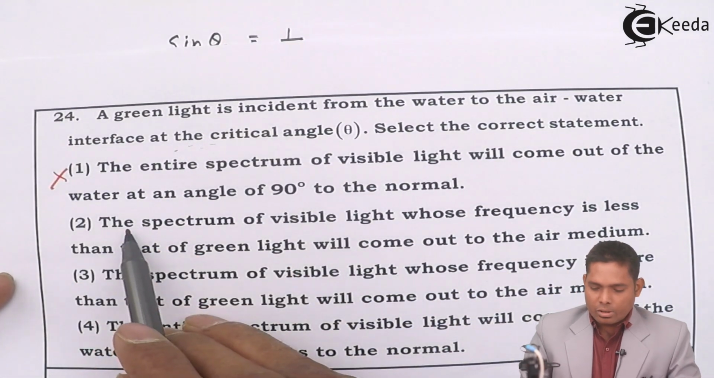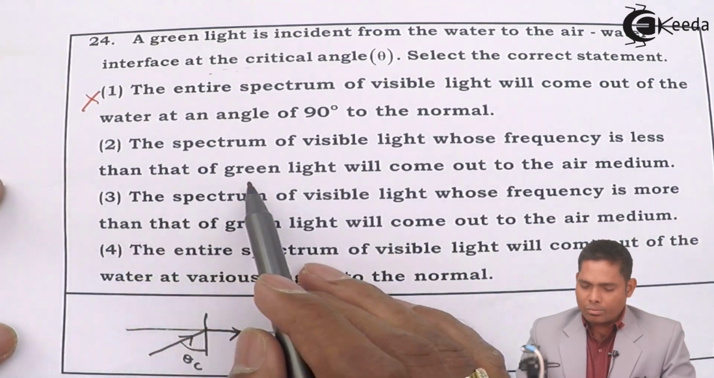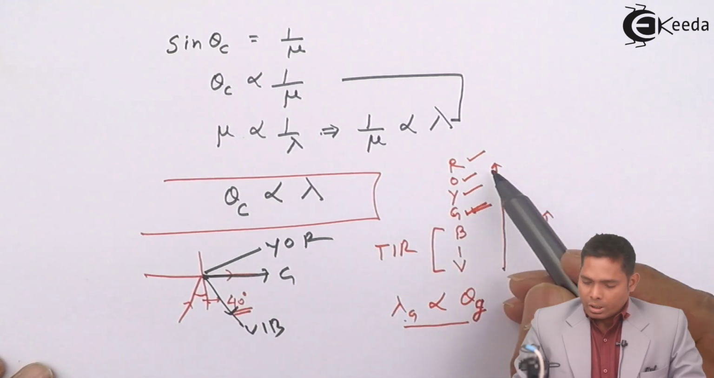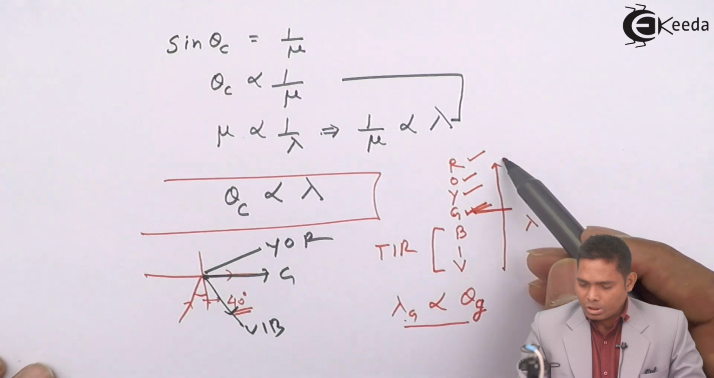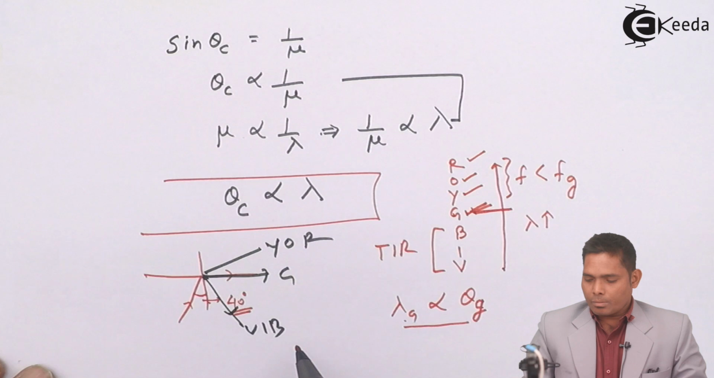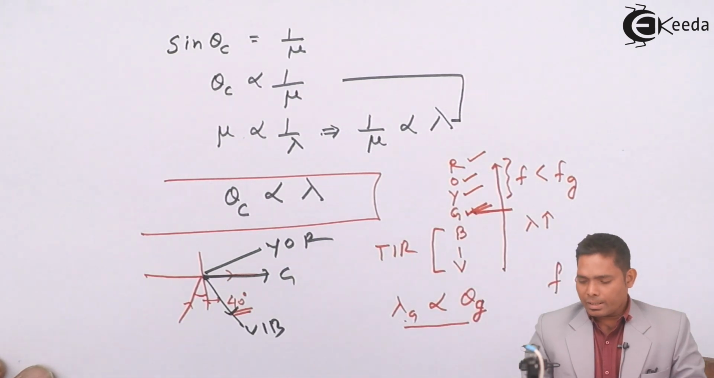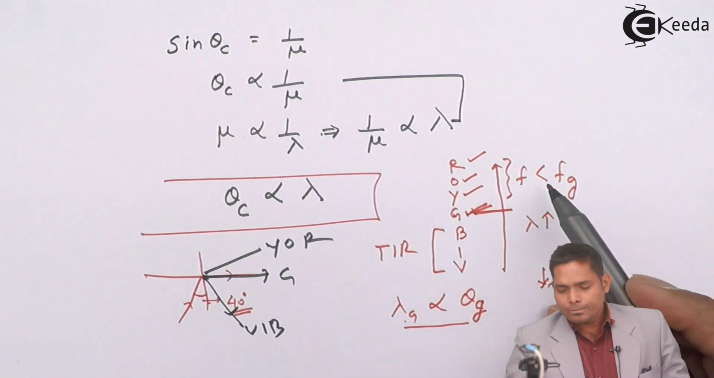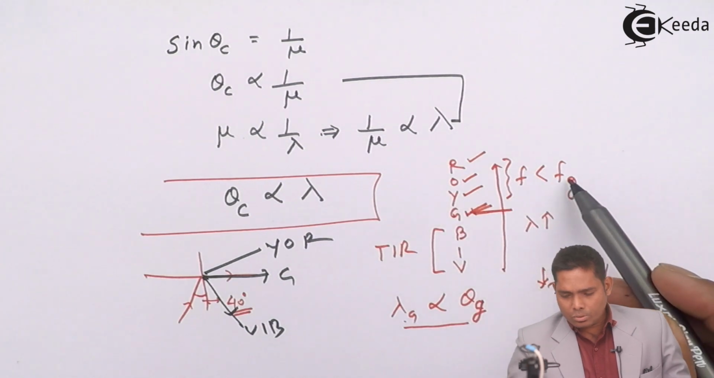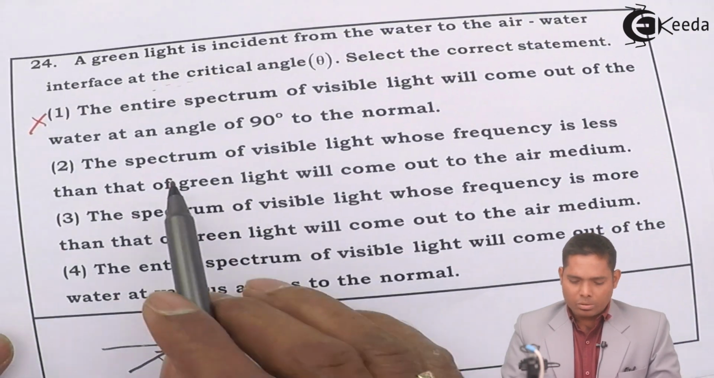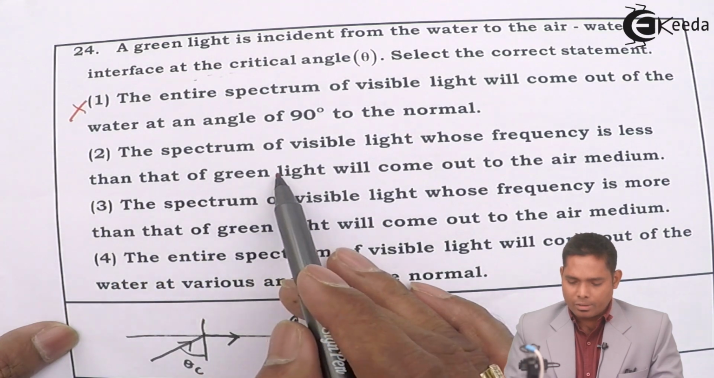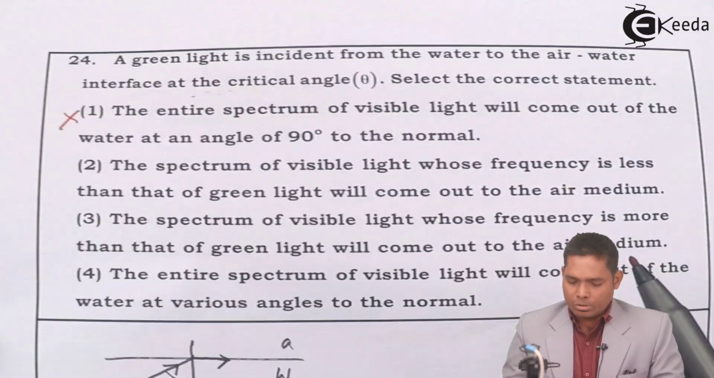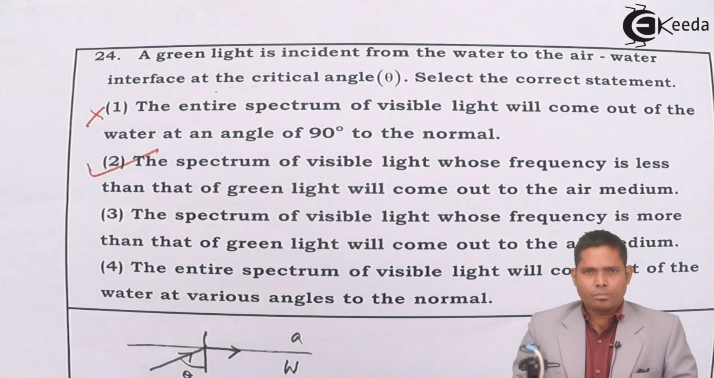Then the spectrum of visible light whose frequency is less than that of green light will come out. In terms of frequency, whatever frequency green light has, these three have frequencies less than the frequency of green light, because wavelengths are more, so frequency is reverse. If wavelength is greater, then frequency will be less. These have greater wavelength than green, so the frequency will be less. So frequencies of all these three will be less, and they will come out. So these are the rays coming out. Therefore, the spectrum of visible light whose frequency is less than that of green will come out to the air medium. Therefore option 2 is the correct option. Okay. Thank you.